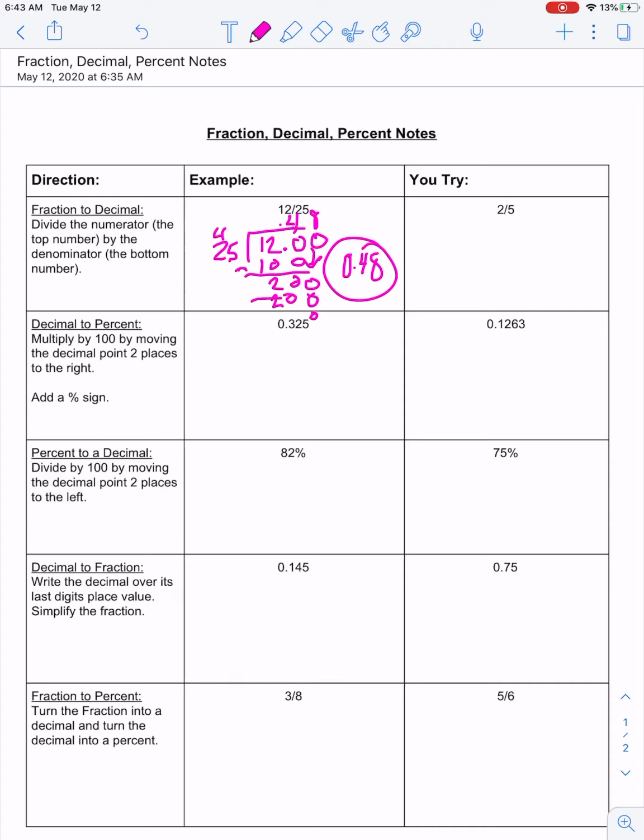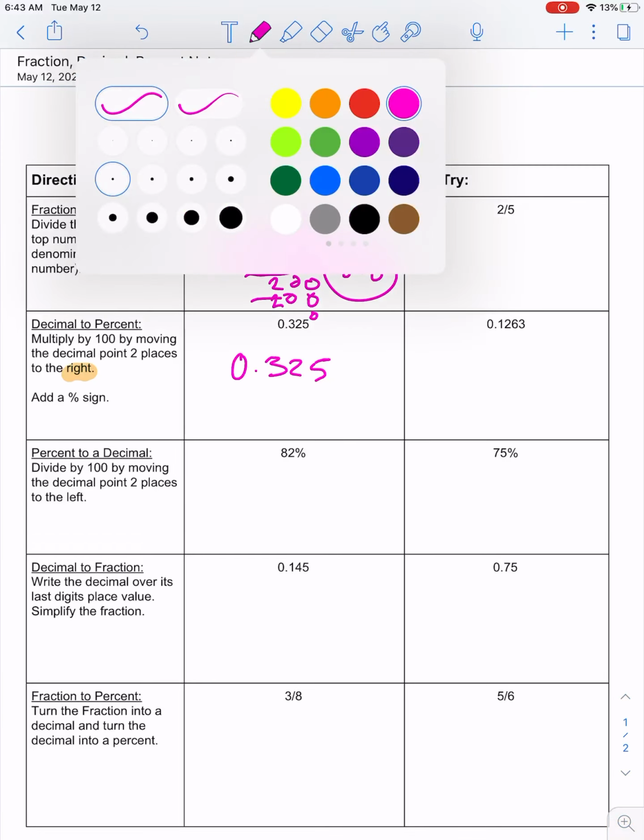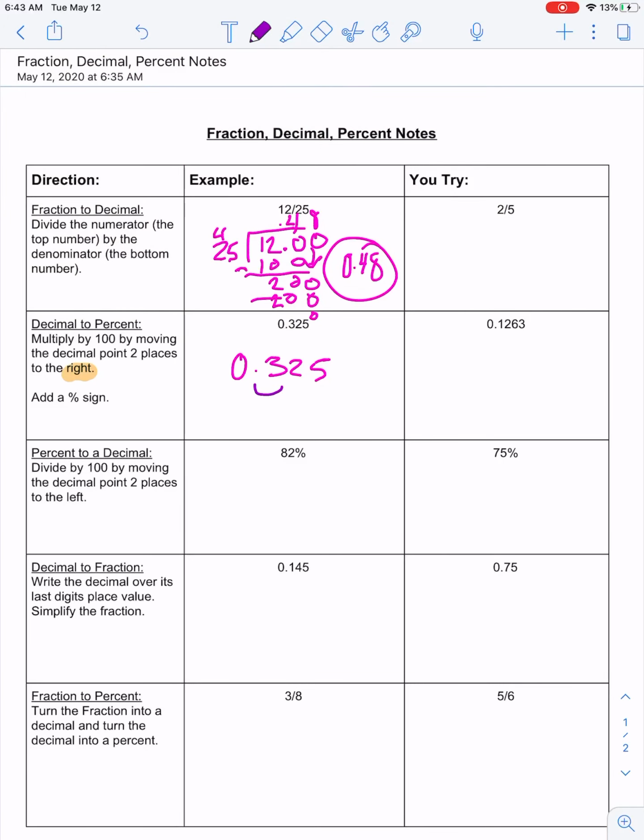Now let's look at going from a decimal to a percent. So once you have your fraction in decimal form, to put a decimal into a percent form, we multiply by 100 or move our decimal place 2 places to the right. So we're going to move our decimal 2 places. So that means we end up with 32.5%.